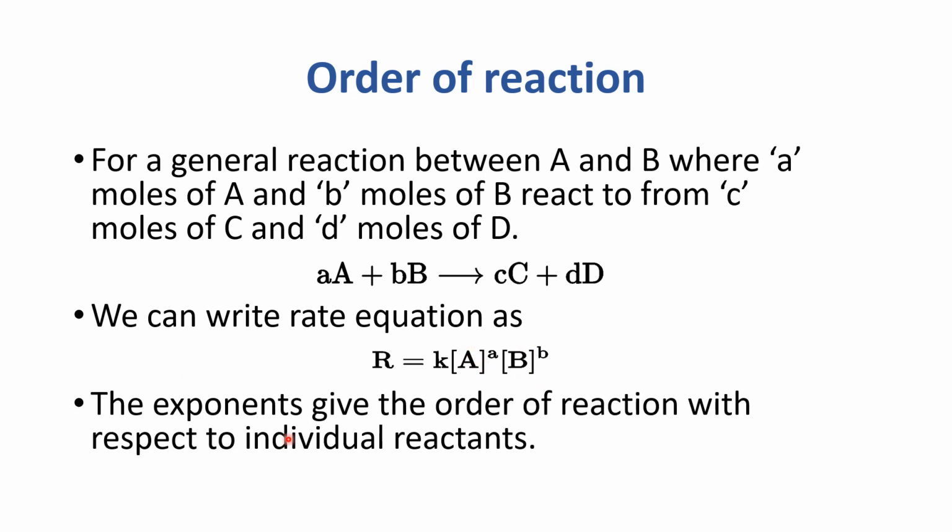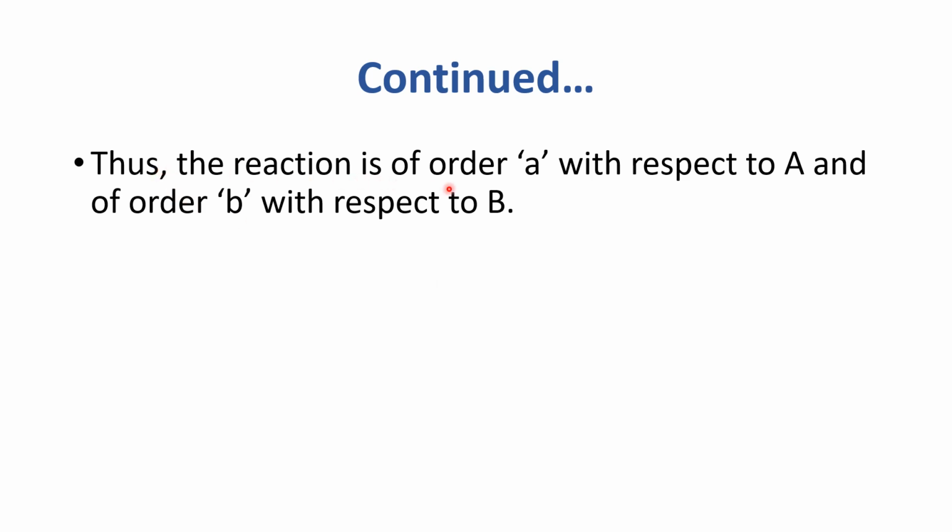So the exponents give the order of reaction with respect to individual reactants. The order of reaction is basically obtained from the exponent. With respect to A, the order will be a, and with respect to B, the order will be b. The overall order we can find out by adding a plus b. So the reaction is of order a with respect to A and of order b with respect to B. Thus the overall order would be a plus b.